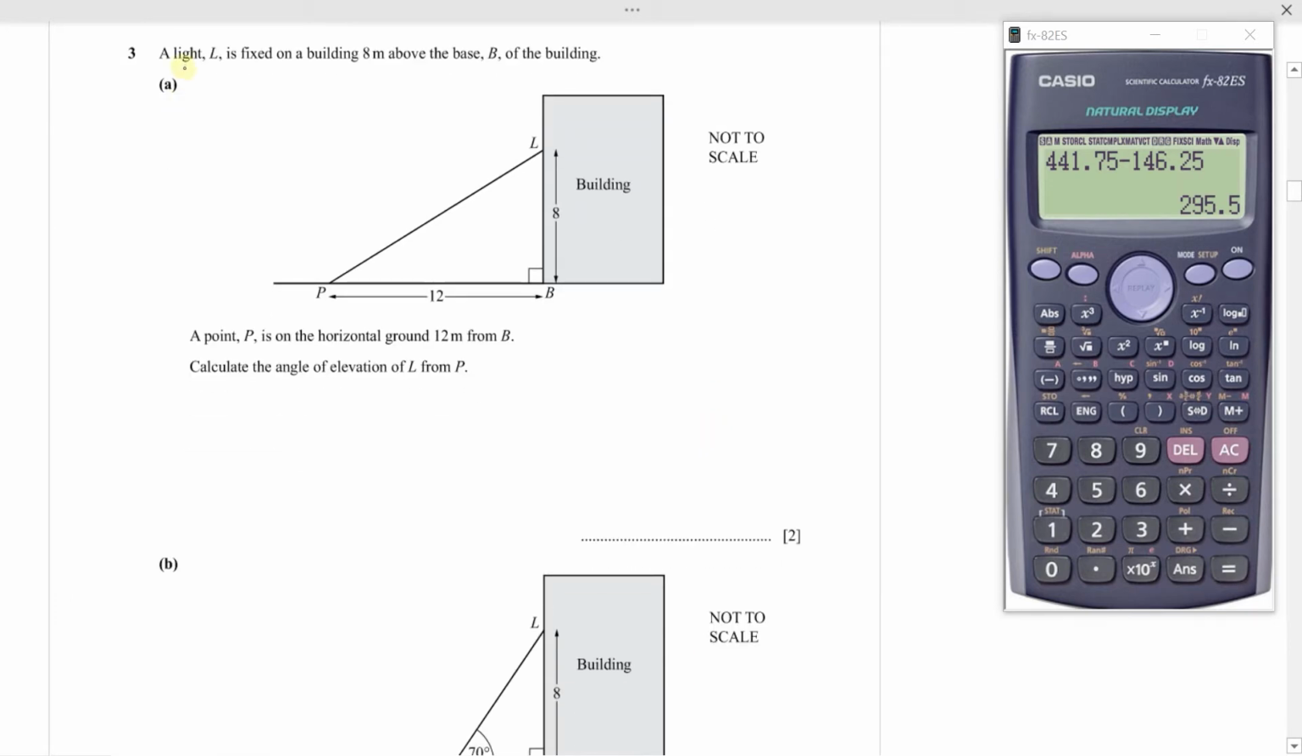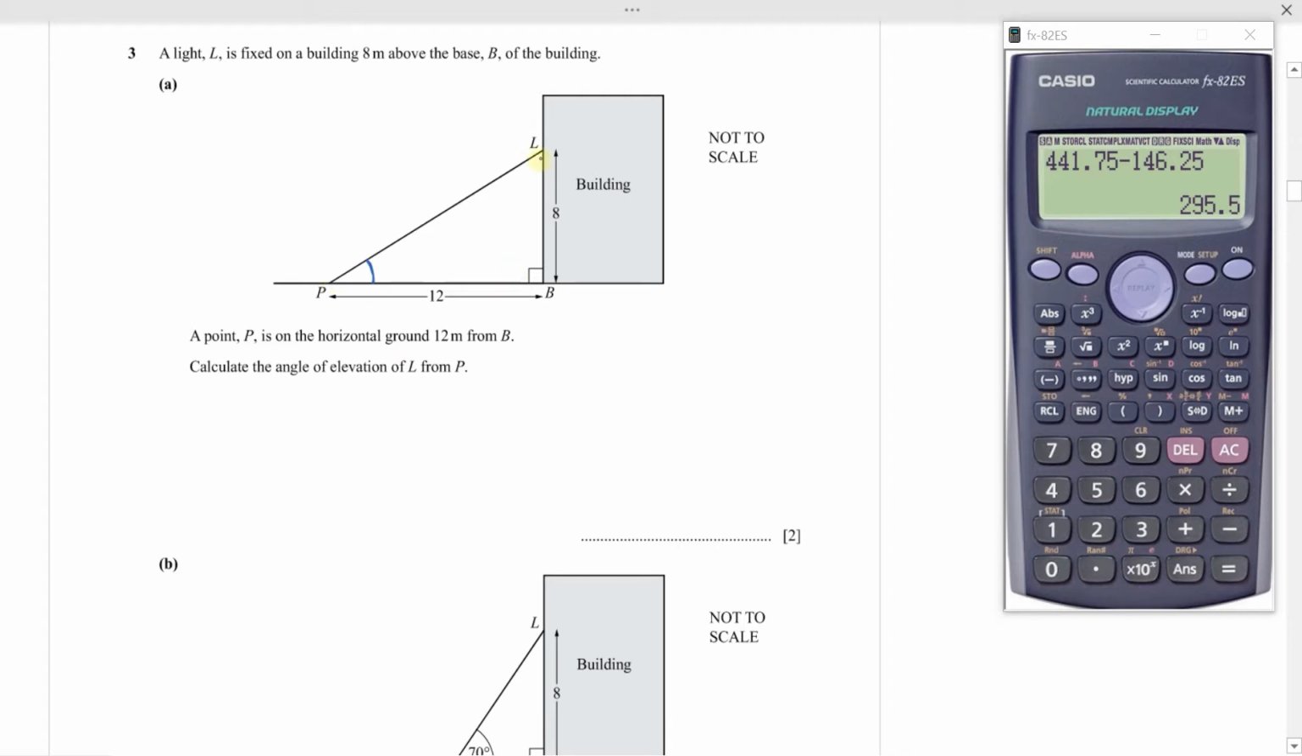Question number 3. A light L is fixed on a building 8 meters above the base B of the building. So this angle is 90 degrees. A point P is on the horizontal ground 12 meters from B. Calculate the angle of elevation of L from P. So this will be your angle of elevation of L from P.